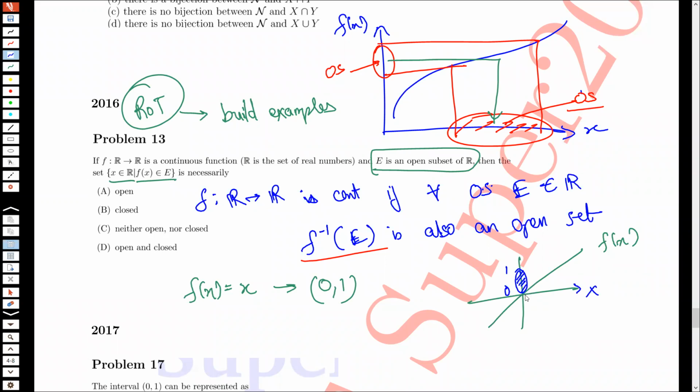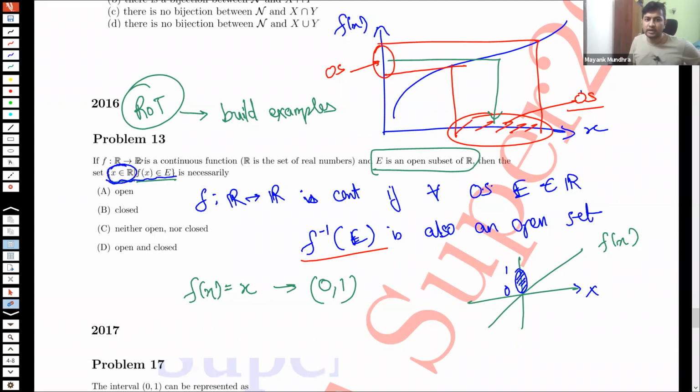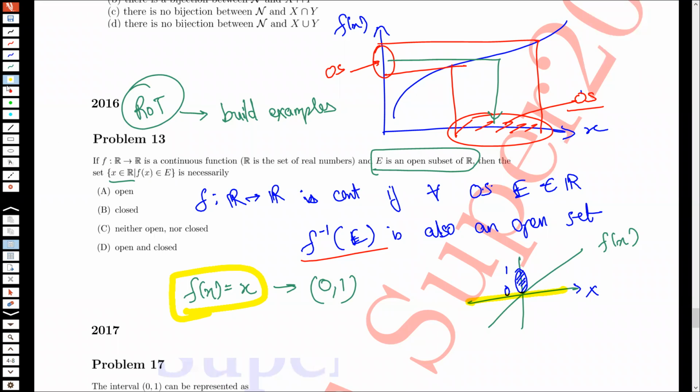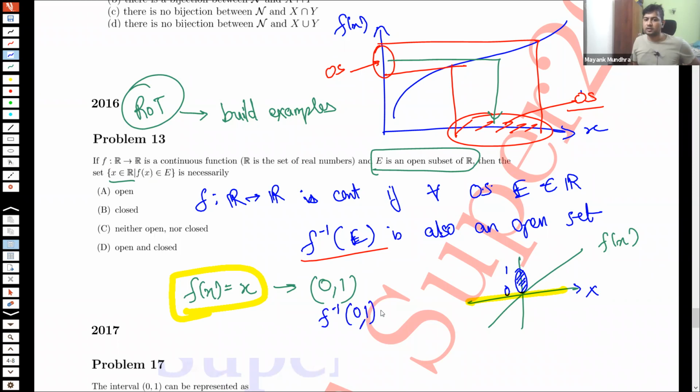So could you please repeat what you just said? So this set is defined as all values in the domain such that f of x lies in the set that you gave me. So tell me for what values on the x-axis will f of x lie in the 0 to 1 set for f of x equals x? 0 to 1, very good. Open. Okay, so we call it f inverse of 0 to 1, which is 0 to 1, which is an open set.